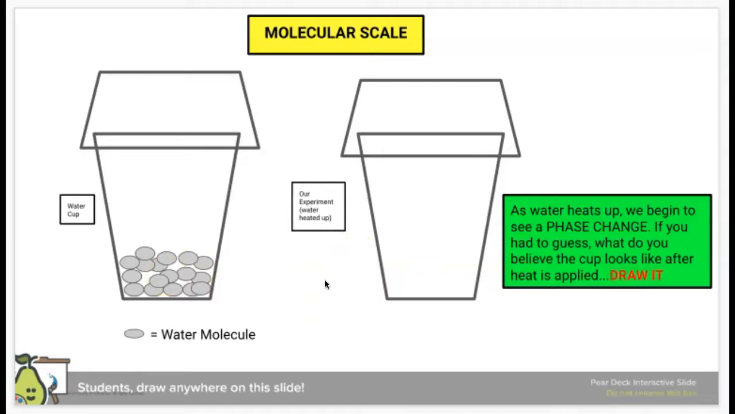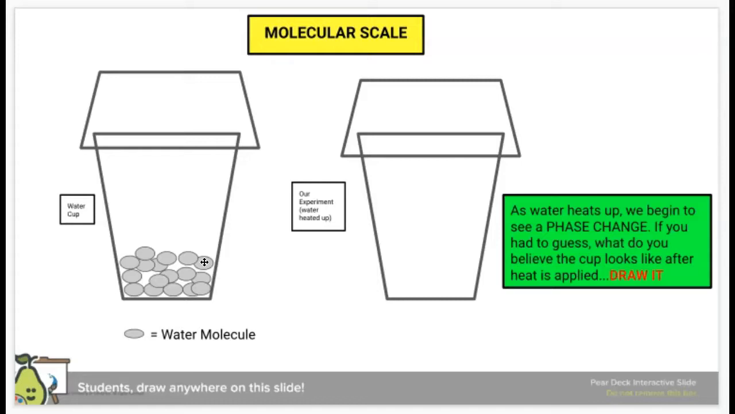So notice that I showed water molecules as just little round circles. And remember that at the molecular scale, water in any form is made up of water molecules. But for your at-home activity, you're going to be studying how those behave in a solid, liquid and gas. So I just wanted to see what knowledge you already had about that.